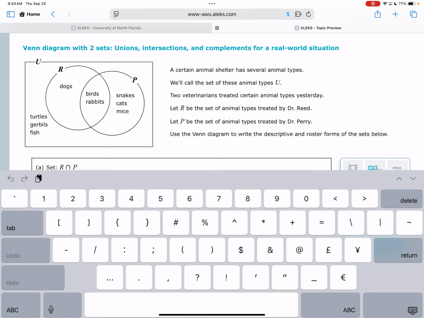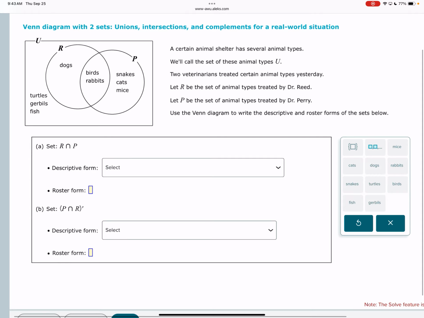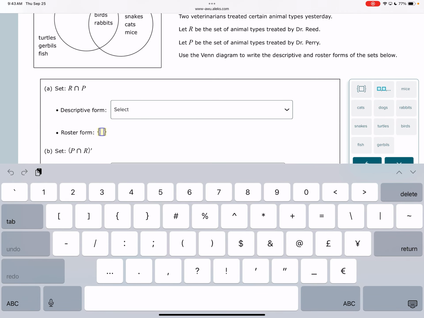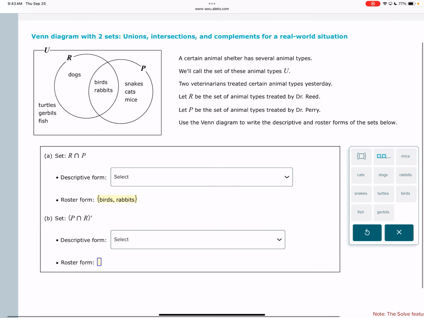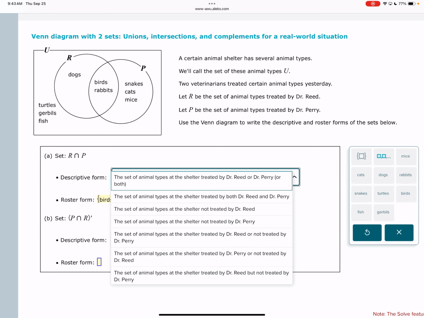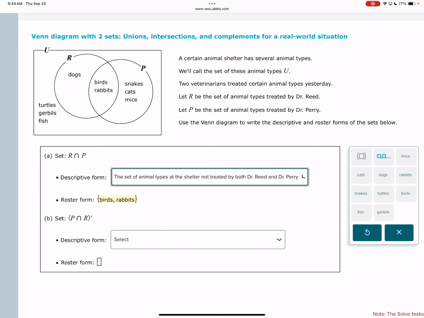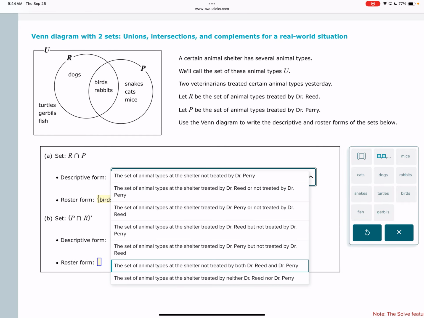So let's do roster form first here. R and P. R and P, the intersection right there is and. That is what they treat both of those animals. So they treat birds and rabbits. Those are the only two that they both treat. Okay, what do they share? They share birds and rabbits there. So I am looking for something in the description that these are the animals treated. I'm looking for the word and, or both, right there. The set of animal types of the shelter. Oh, not treated. Nope, not that one.